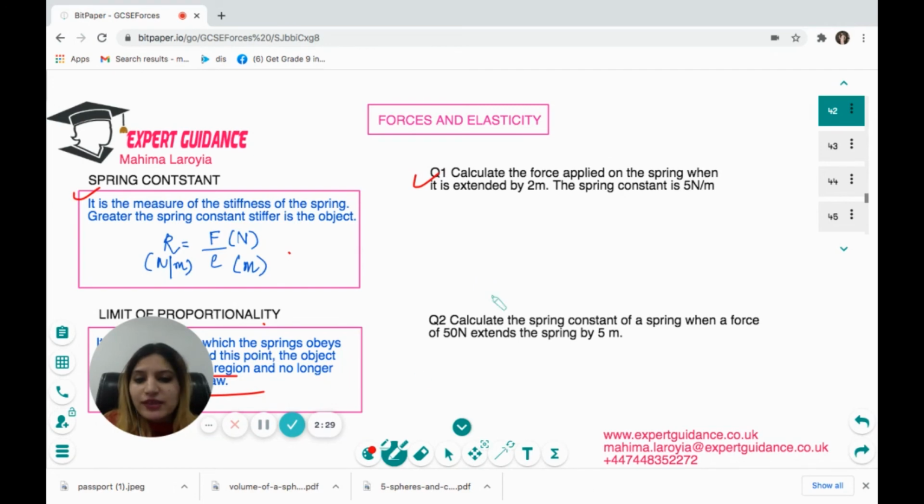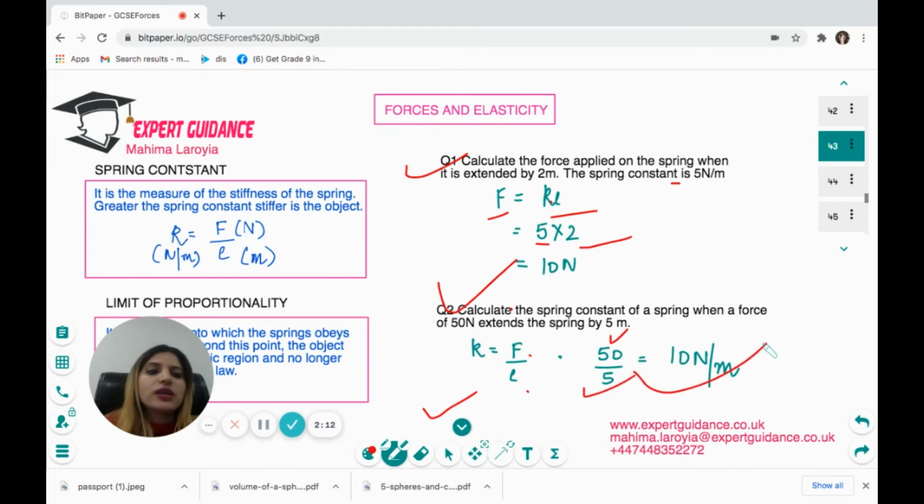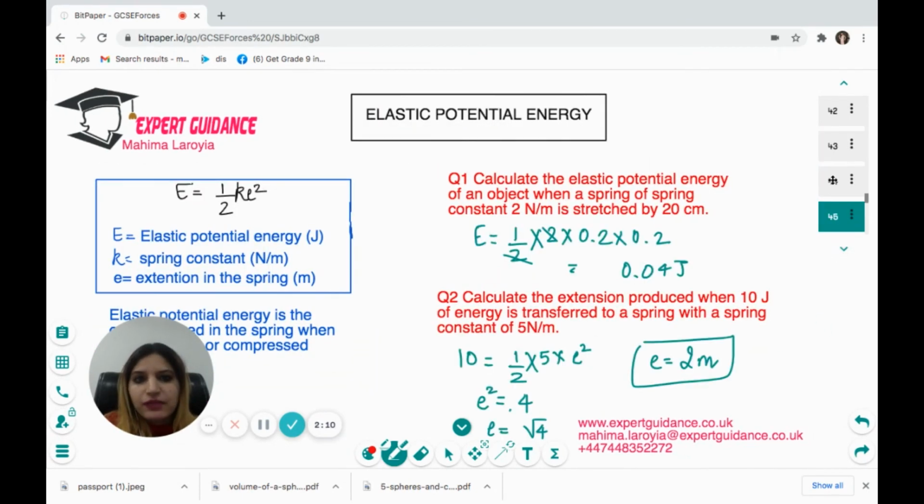Okay, so pause this video, have a go at this question and come back to check the answers. So for the first one, we can use force equals k times e. Our spring constant is 5, extension is 2, so the force becomes 10 newtons. And for k, we'll do force over the extension. Force is 50 newtons, extension is 5 meters, so our spring constant is 10 newtons per meter.